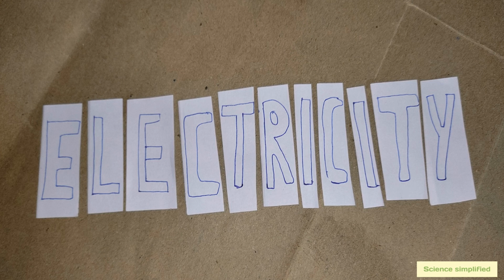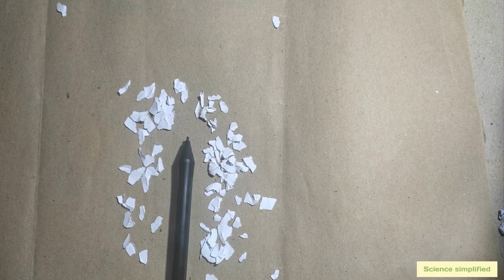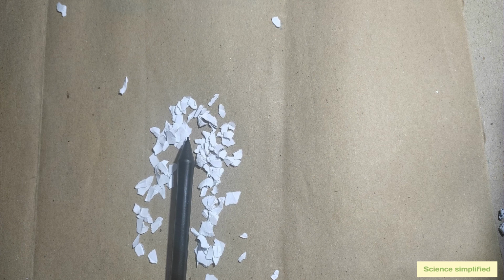Hello everyone, let's see how electricity works. This is a simple experiment I did where I rubbed a plastic pen with my hands, hair and clothes so I could generate some electricity with the help of friction and heat, and that led to the release of electrons. That is the fundamental theory.